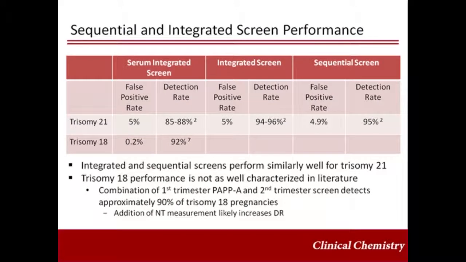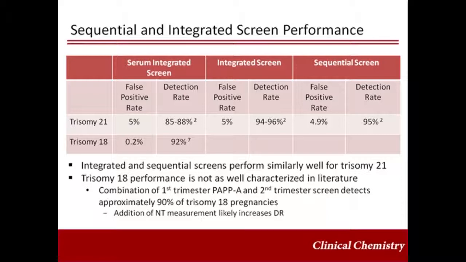If you compare the detection rate of either the full integrated screen and sequential screens, you'll note that either of these two options will result in the highest detection rate and lowest false positive rate for Down syndrome of any of the screening protocols. In literature sources, the serum sequential screen, which does not include the nuchal translucency measurement, does not perform to the same level as the full integrated screen.